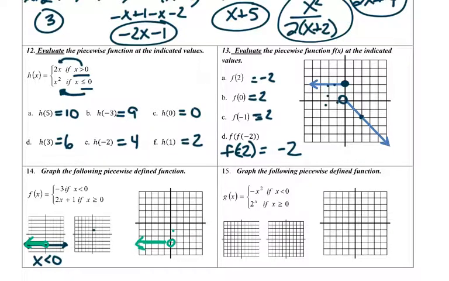2x plus 1, and I know it's hard to draw on here, is basically this line, but we're only taking the piece where the x coordinates are greater than or equal to 0. So I'm going to start with a closed circle on 1, and then up 2 over 1, up 2 over 1. So we did that back in the first chapter.